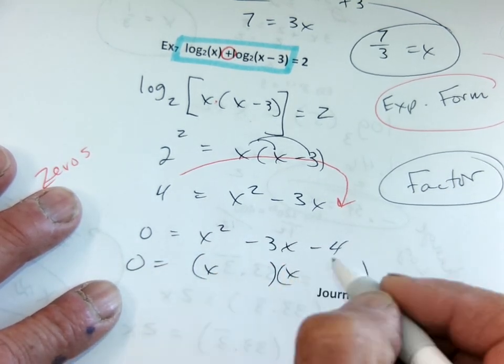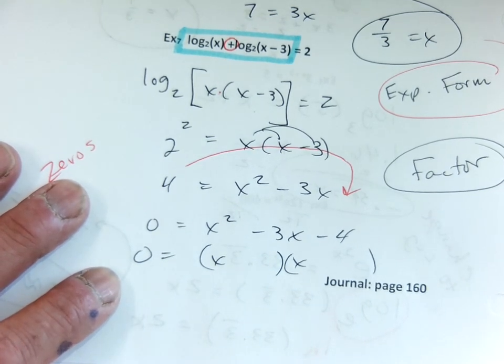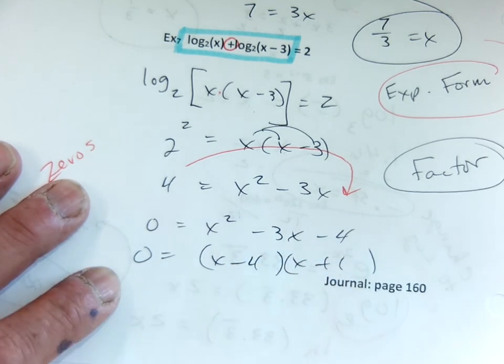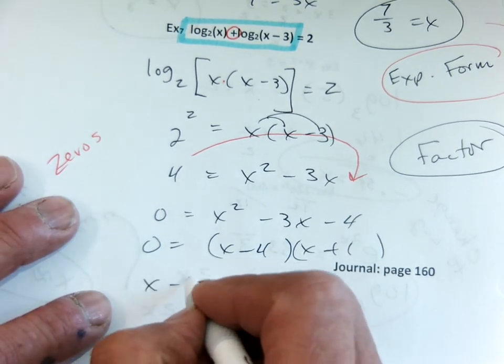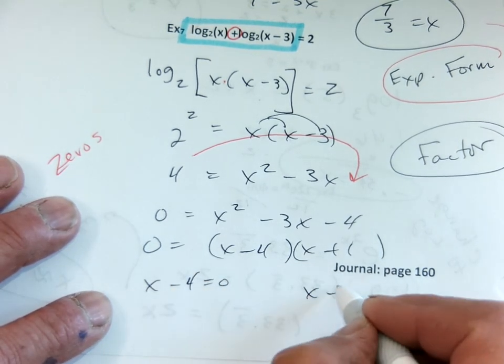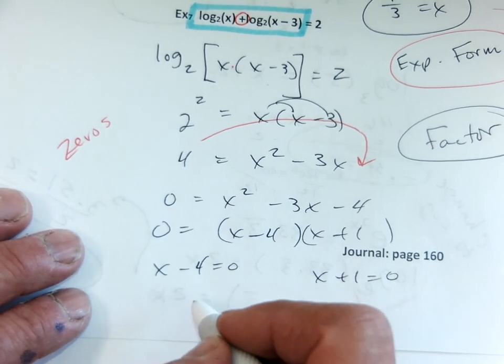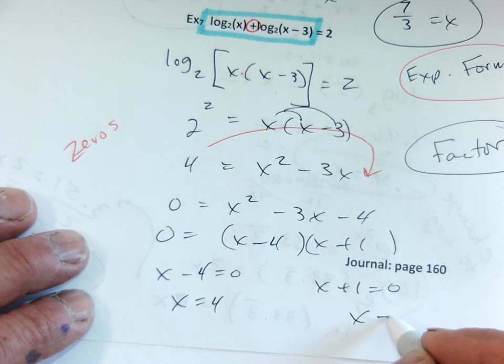Well, we're good at factoring. x times x. What times what makes 4? 2 and 2. Give me another combination. 4 and 1. How about a negative 4 and a positive 1? Isn't that a great combination? I've got my mini equations, x minus 4 equals 0 and x plus 1 equals 0. And if I solve this, I get x equals 4 and x equals negative 1.